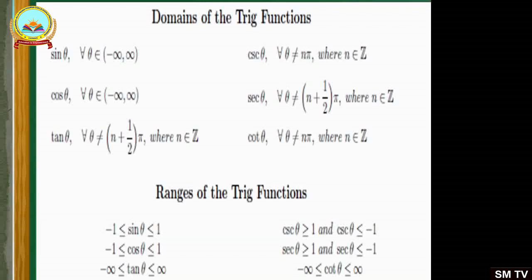Similarly, the range of the trigonometric functions. Sine function values lie between minus 1 and plus 1, which means the range is the closed interval minus 1 to plus 1. Cos is the closed interval minus 1 to plus 1. Tan is an open interval, not a closed interval: strictly greater than minus infinity and less than plus infinity, the set of all real numbers. Cot is also the open interval minus infinity to plus infinity. Secant is greater than or equal to 1 or less than or equal to minus 1. Cosecant is also greater than or equal to 1 or less than or equal to minus 1. It means the set of all real numbers except the open interval minus 1 to plus 1.